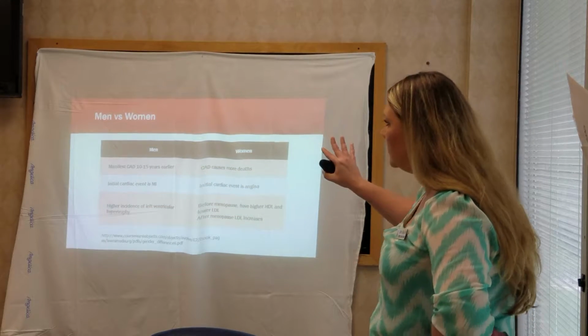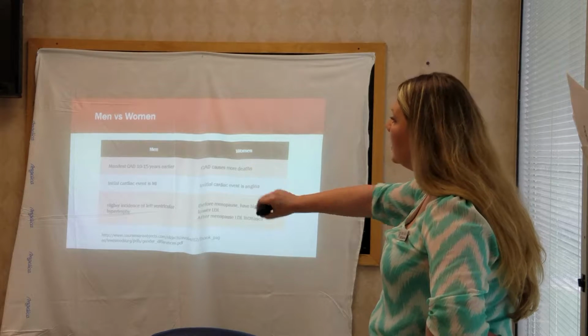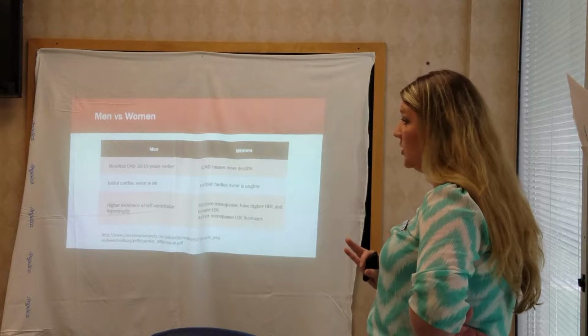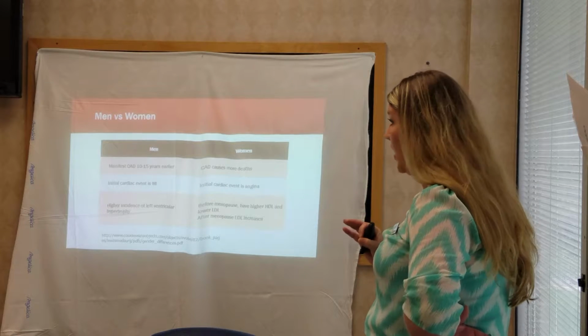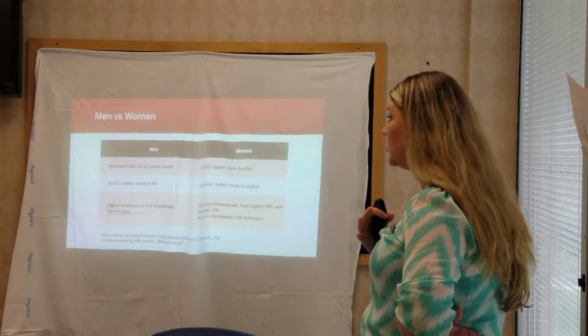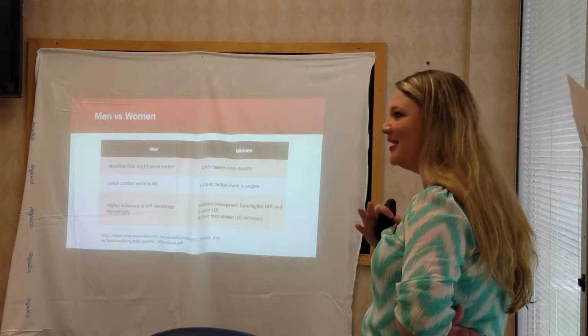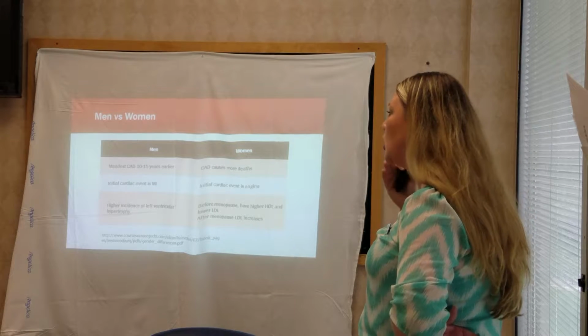It's the number one killer of both men and women. Men usually manifest about 10 to 15 years earlier. Their initial cardiac event is a massive MI. They have higher incidences of left ventricular hypertrophy. In women, it causes more deaths.